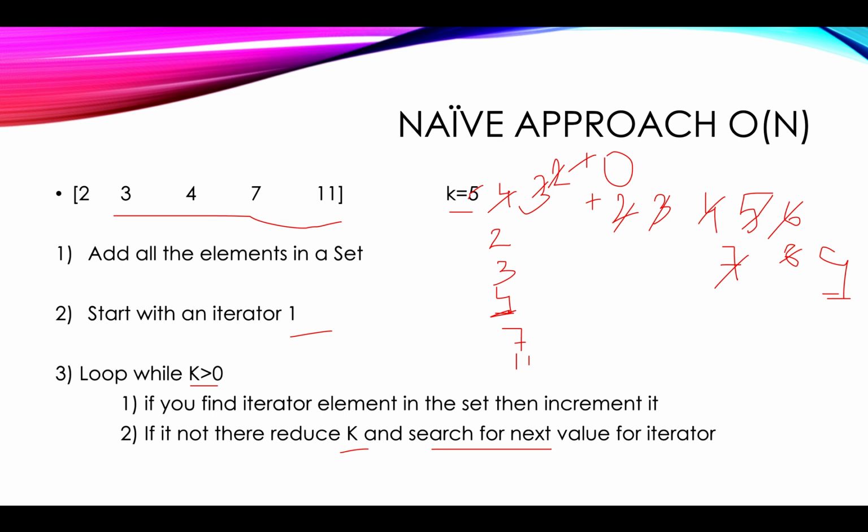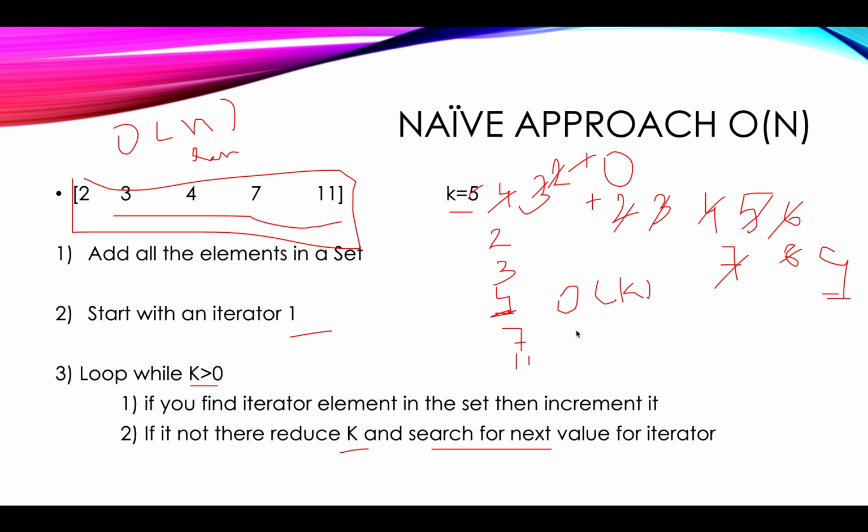What will be the space complexity of this algorithm? The space complexity of this algorithm will be the number of elements present in this input array. So if 1000 elements are there, the complexity is order of length of the array. And the time complexity would be linear, because you are moving for order of k, because you are moving from the start to finding the kth element.